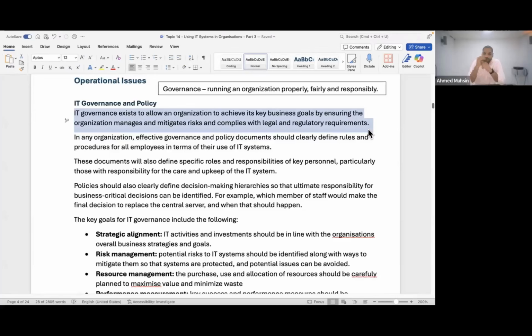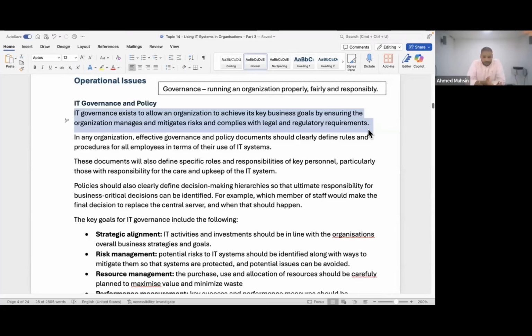Okay, keep reading it. Exists to allow an organization to achieve its key business goals, its main business goals, by ensuring the organization manages and mitigates, means avoids or reduces risks, and complies with all the government rules and regulatory requirements. You know what regulatory requirements means? When it comes to any company, there are certain standards that they must maintain. If you think about an e-commerce site, they must ensure what? That their website data is always secure, as in encrypted, right?